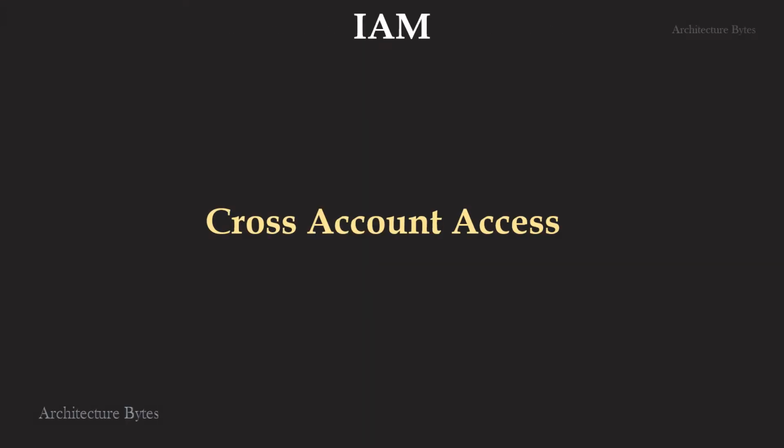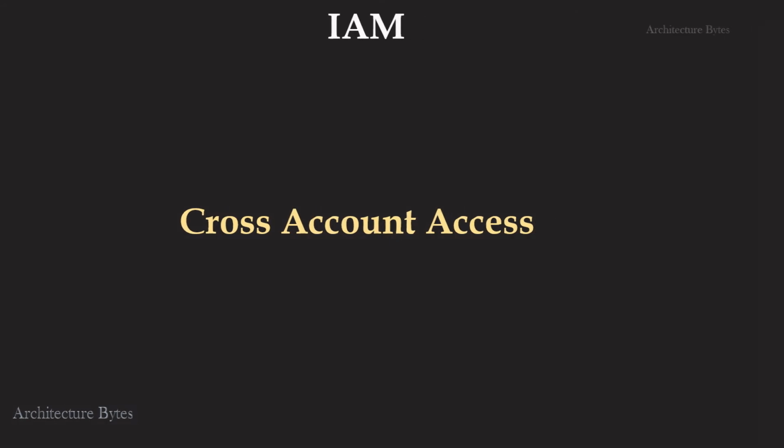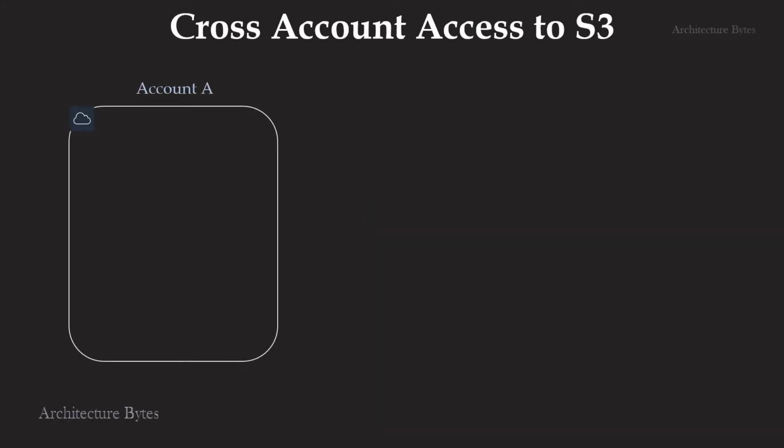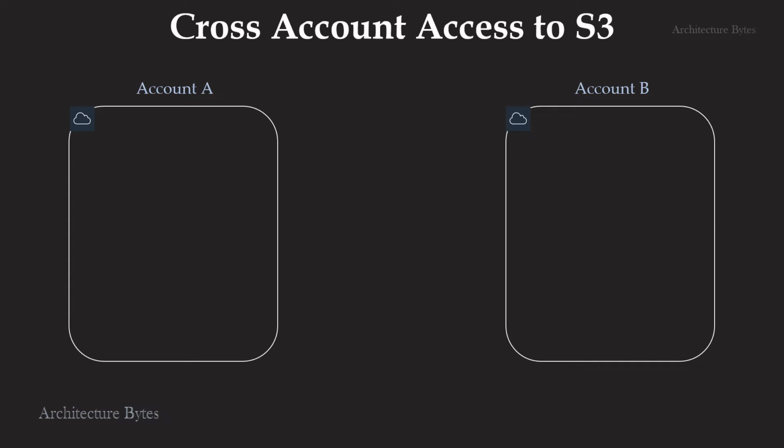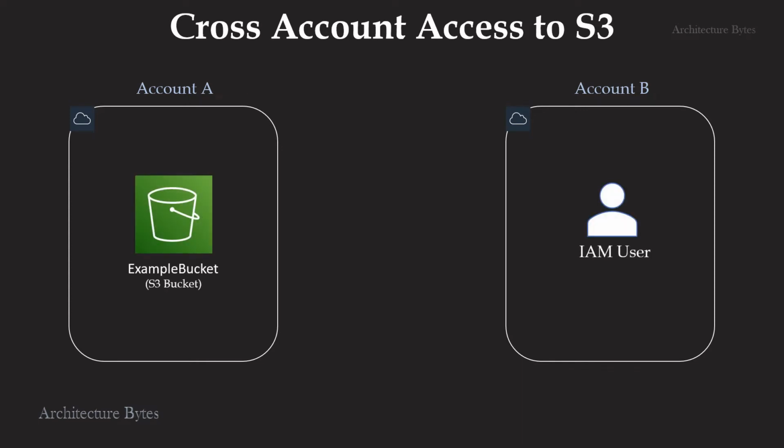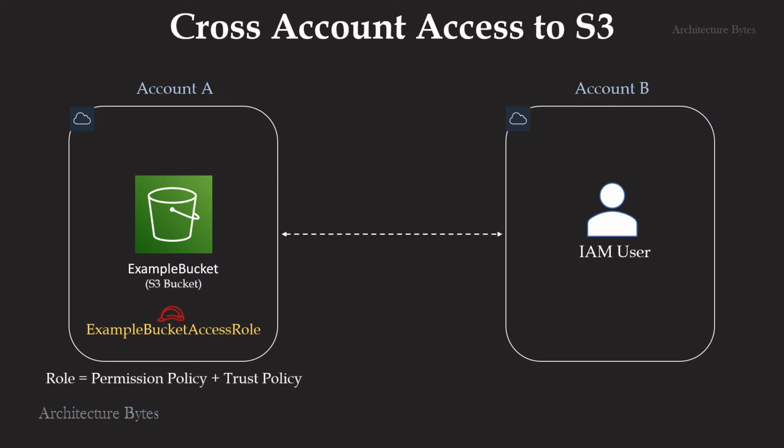Cross-account access. How do you allow users in one account access AWS services in another account? Let's say we have two accounts A and B. Account A has an S3 bucket called example bucket. A user in account B must be allowed to access the example bucket. This is a cross-account access scenario. For this, we need to create a role. Let's call it example bucket access role in account A, granting S3 bucket access.